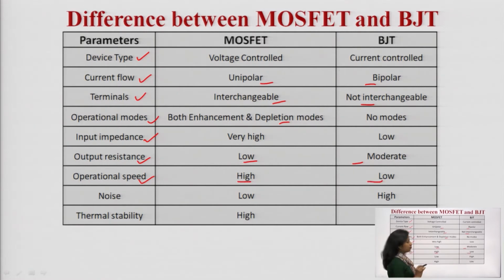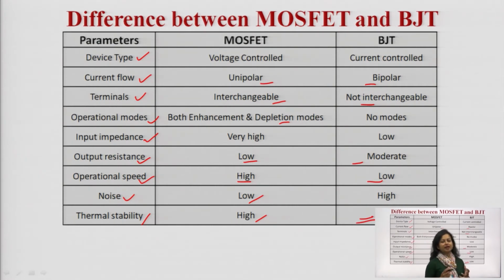So all these parameters are very important. Noise is low in MOSFET, while noise is high in case of BJT. Thermal stability is high in MOSFET, while thermal stability is low in case of the BJT. So all of these are very important parameters on the basis of which you can differentiate the MOSFET from the BJT.